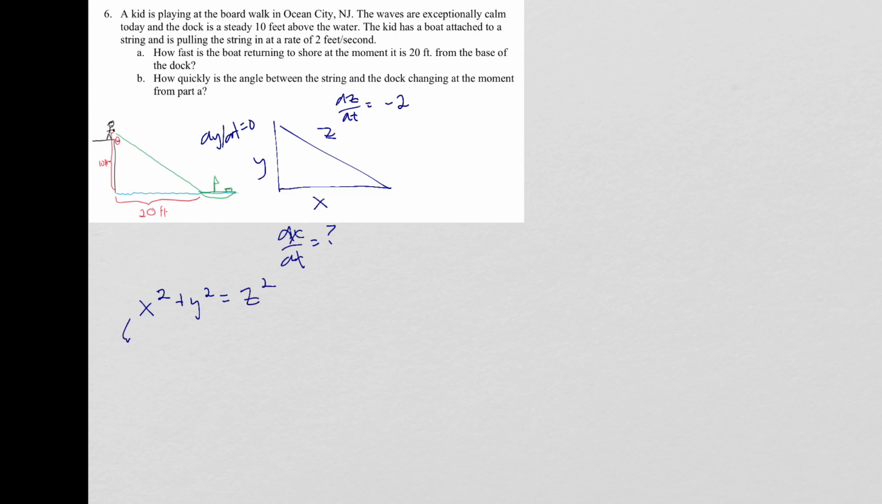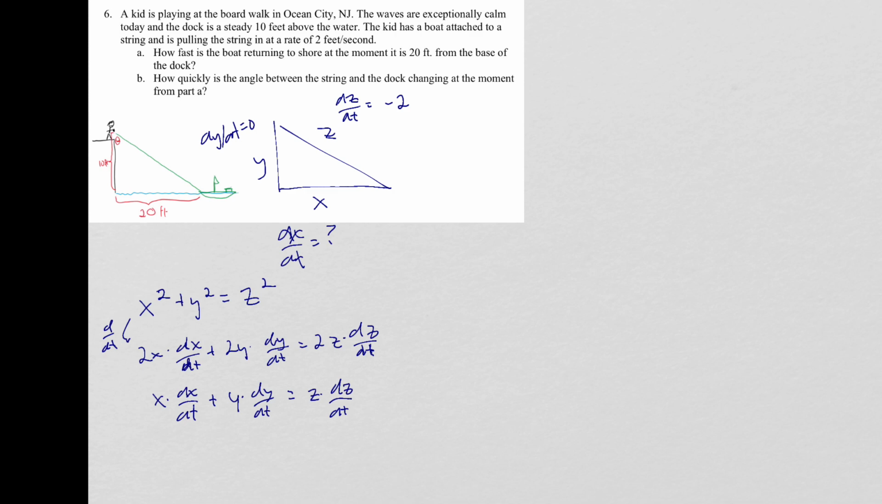I'm going to derive with respect to time, d over dt. I'm going to get 2x times dx over dt plus 2y times dy over dt is equal to 2z times dz over dt. From there, I'm going to divide everything by 2. That gives me x times dx over dt plus y times dy over dt equals z times dz over dt.